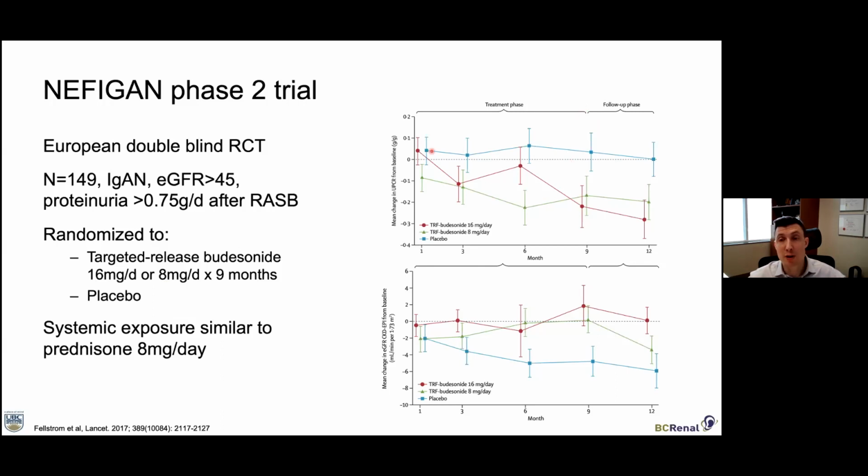And so this top slide shows proteinuria. And what you can see is that proteinuria didn't change much in the placebo group, but it tended to go down in the treatment group over 9 months. And impressively, it stayed low even after the drug was stopped, out to 12 months. Also, they looked at GFR. So GFR in the treatment group tended to be quite stable and didn't decline, whereas there was a slight decline in kidney function in the placebo group. So even over a short-term trial like this, there was a difference in kidney function between the 2 groups.